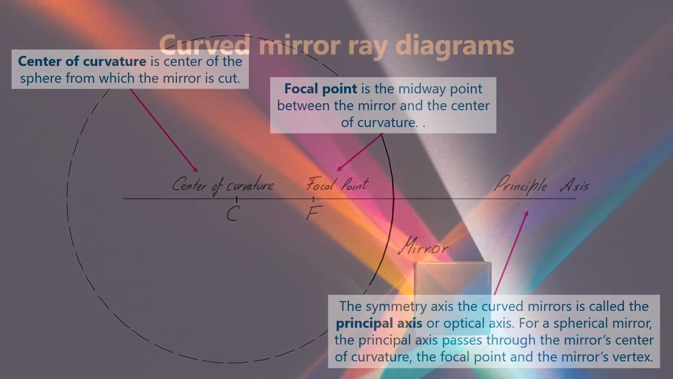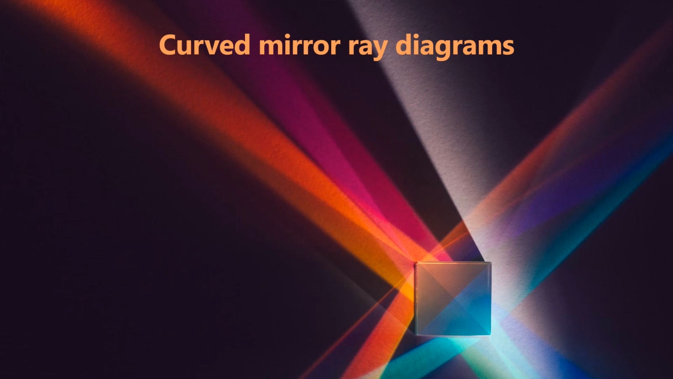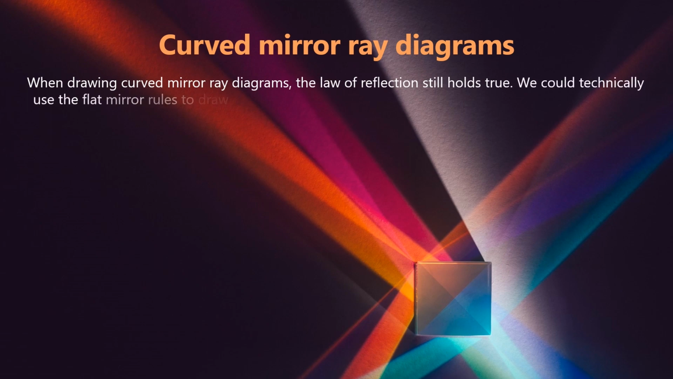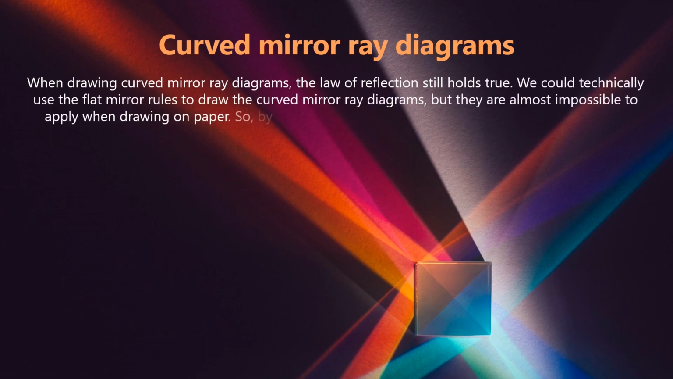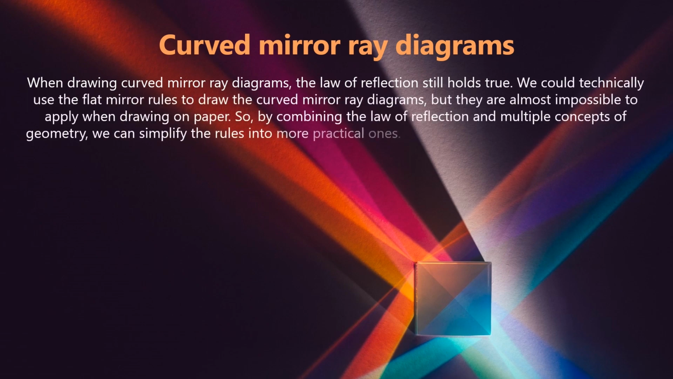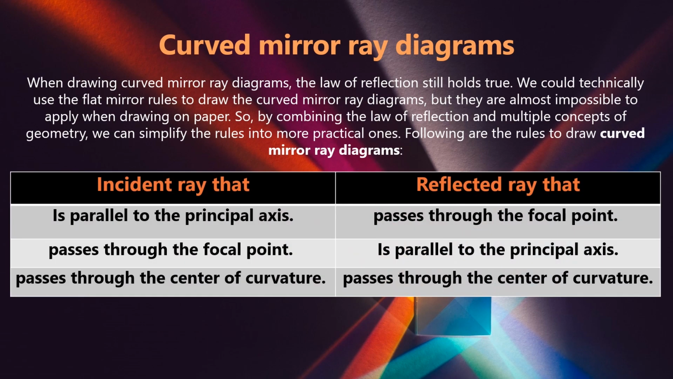Okay, let's look at the rules for drawing curved mirror ray diagrams. When drawing curved mirror ray diagrams, the law of reflection still holds true, but we can't really use it directly because it becomes almost impossible to not make errors. So what we have done is combine the law of reflection with some geometrical rules, and we come up with these three sets of rules. If you follow a textbook, another website, or another teacher, you might end up with completely different sets of rules. They're also going to be true, but these are the three that I find the easiest.